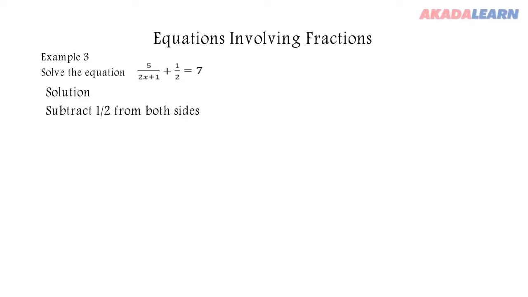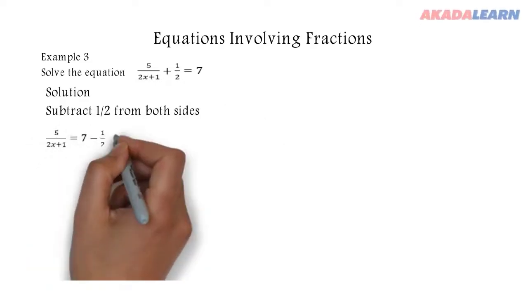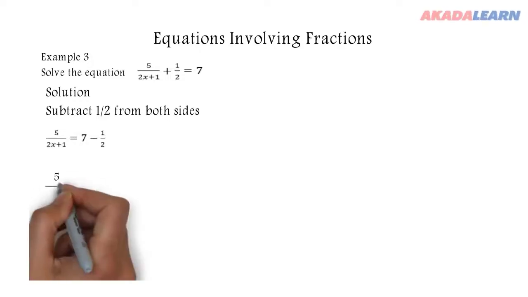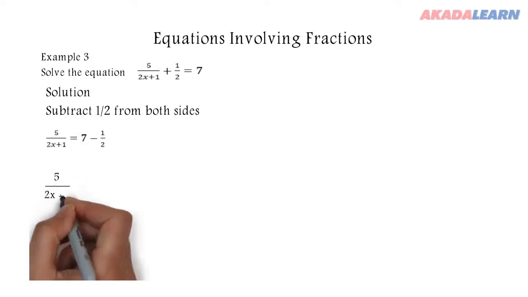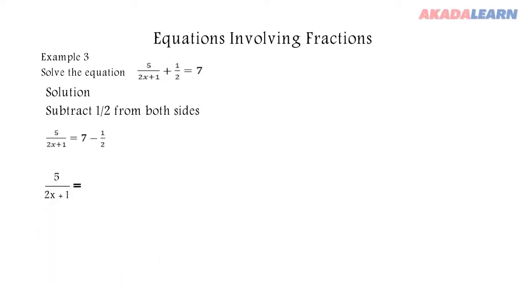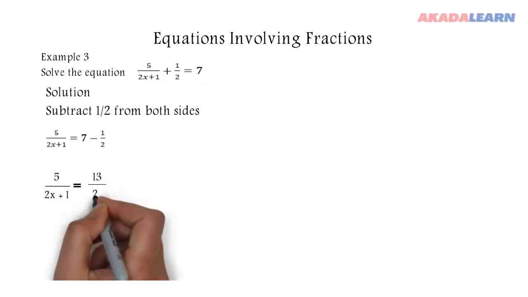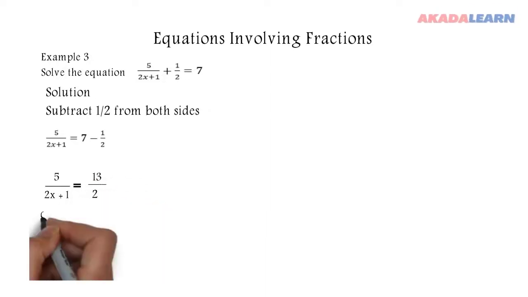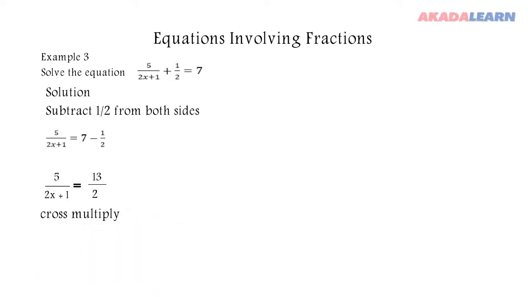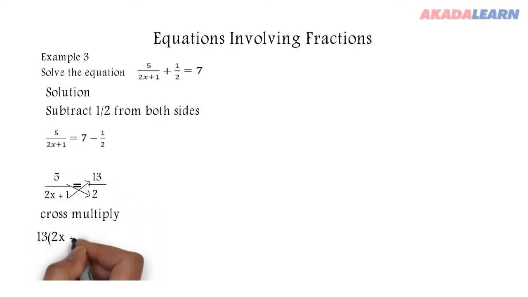So when we do that, we have 5 over 2x plus 1 equals 7 minus 1 over 2. We simplify 7 minus 1 over 2 and we get 13 over 2. The next thing we need to do now is to cross multiply. We are going to see how to do that with the aid of an arrow. Multiply that and this multiply that. So we have 13 into 2x plus 1 equals 5 times 2.